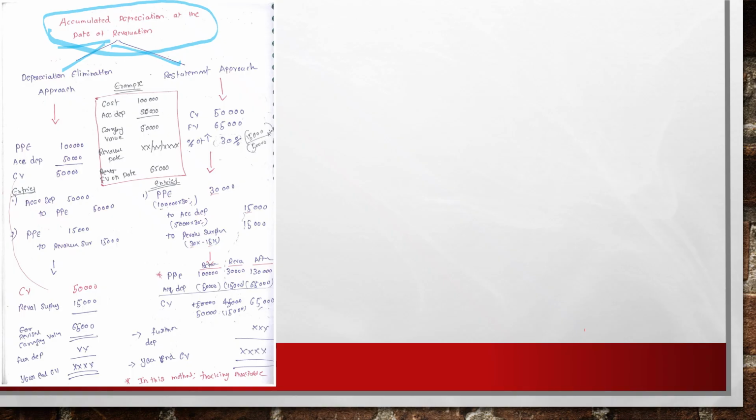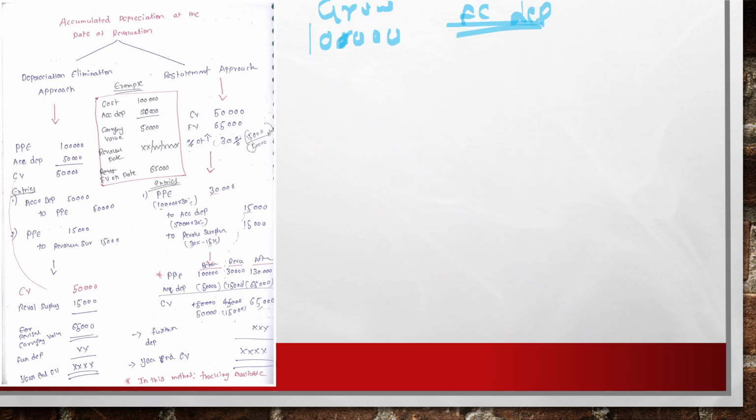But we have another method now. If you see, this is the restatement approach. Restatement approach means you don't delete any depreciation amounts or all. You just track those amounts. Say suppose the example is the same. 1 lakh is your gross value and accumulated depreciation is 50,000, and then your carrying value is 50,000 on the revaluation date.